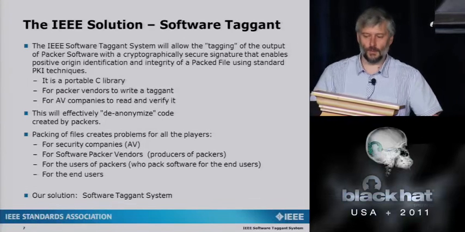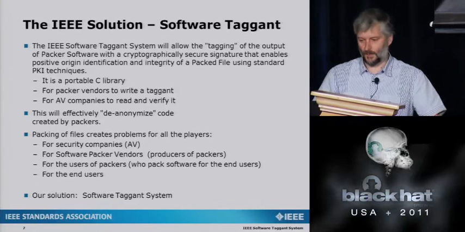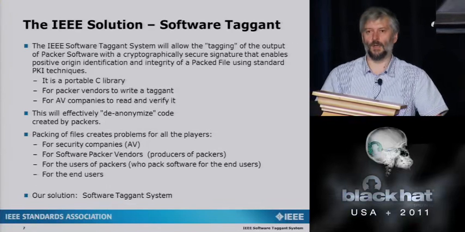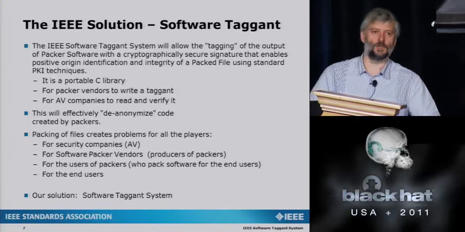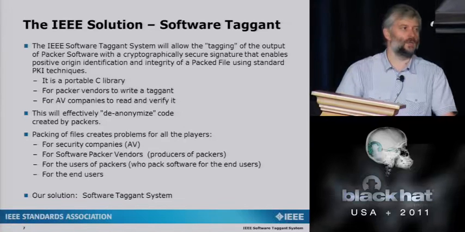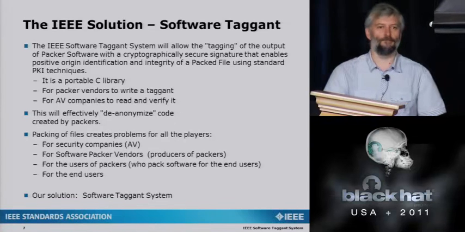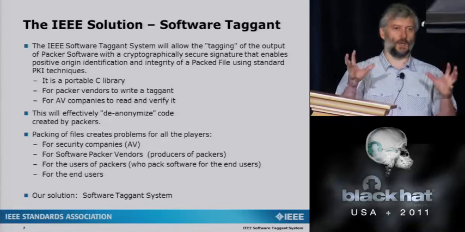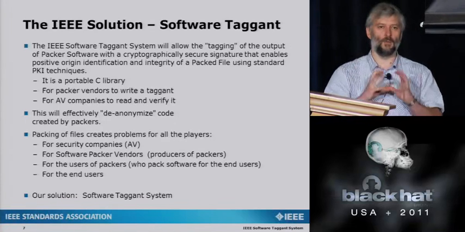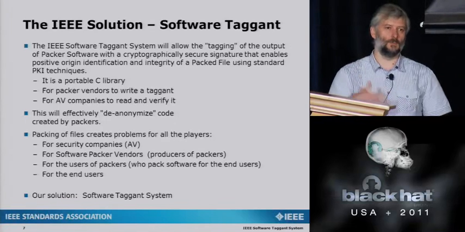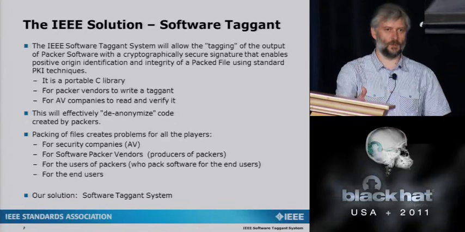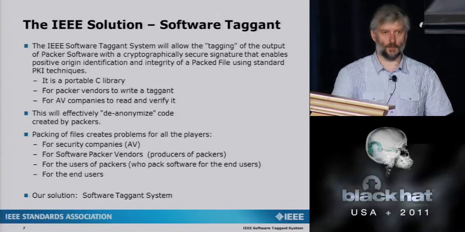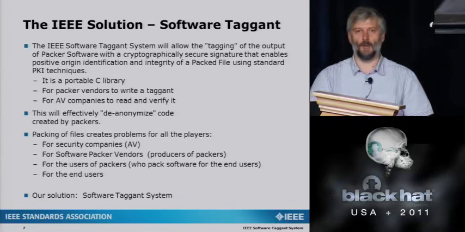The Taggant system will utilize PKI, and we will explain how. What the system consists of is mainly a C library. The C library is used at the stage of packing an executable to place a Taggant into it, and at the time of examining the executable on the user system. That would be done by security software.